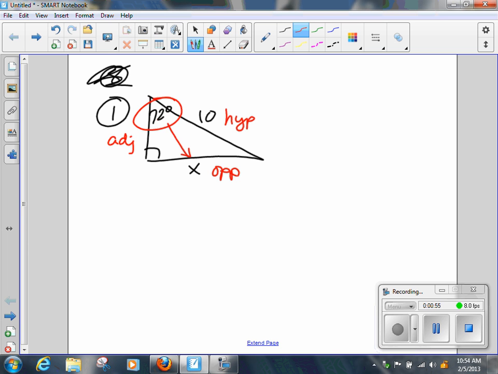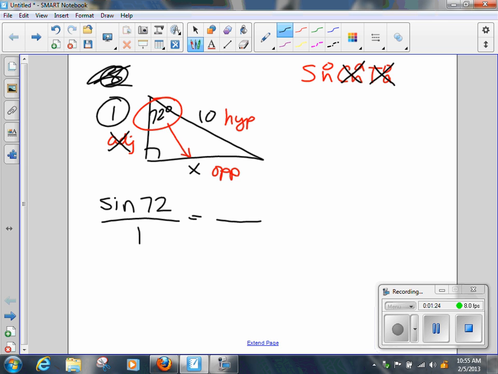Next, here we go. SOH CAH TOA: Some Old Horse Caught A Horse Taking Oats Away. If you look at your picture, what do we know absolutely nothing about? Nothing. The adjacent, mark it out. If I mark out adjacent here, I mark out anything with an A over here. Oh, I guess we have to use sine, right? That's what's left over. Sine of 72 over 1, which is equal to opposite over hypotenuse, x over 10.